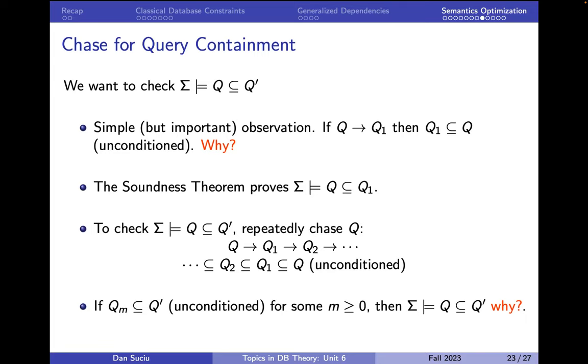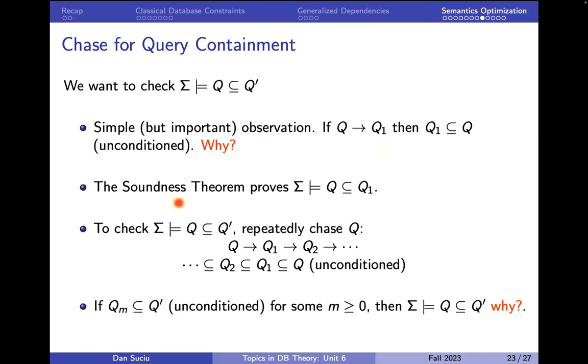So let's review how we check a query containment. To check query containment, we start with a simple observation that whenever we have a rewriting from Q to Q1, then Q1 is containing Q unconditionally, no need for any constraints. And why is that? Why is Q1 containing Q? Yes? We're only adding conjunctions. Exactly, because we are only adding conjunctions. It's immediate to find a homomorphism from Q to Q1. Just map Q to whatever it is in Q1.